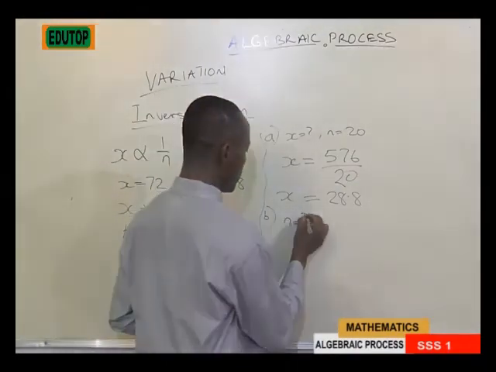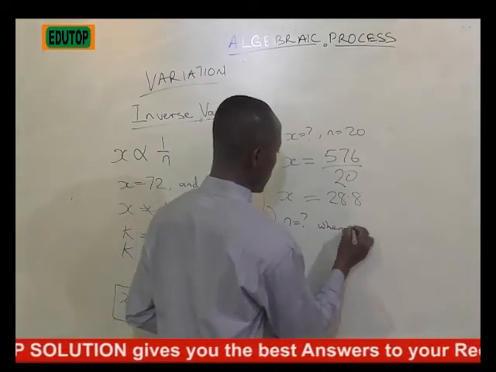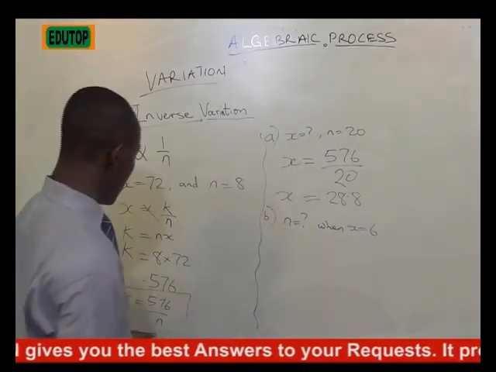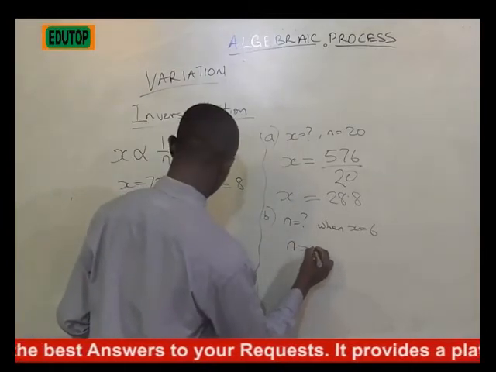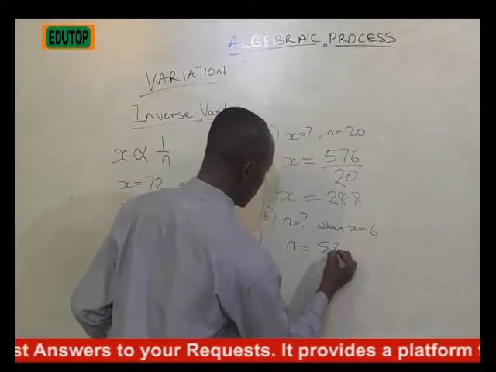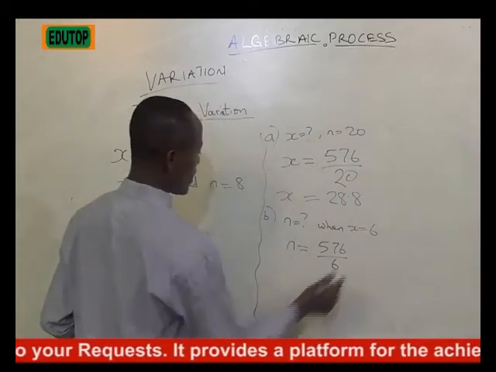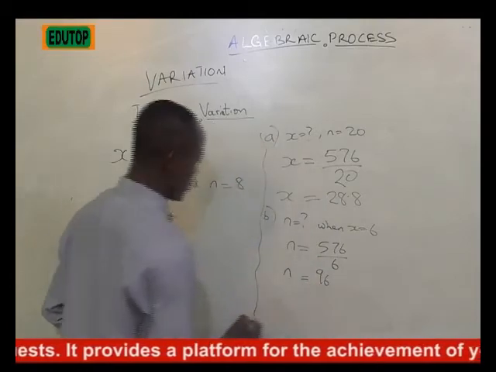Now the B aspect said we should find n when x is equal to 6. Now we are going to make n the subject of the formula. So our n is equal to 576 all over 6, which is our x, which is equal to 96.